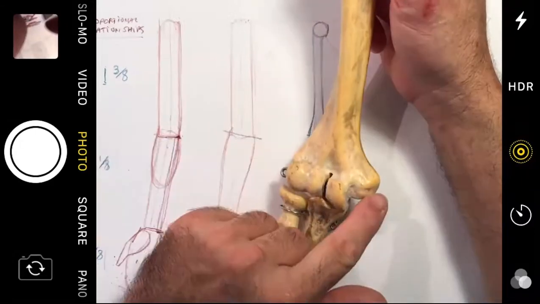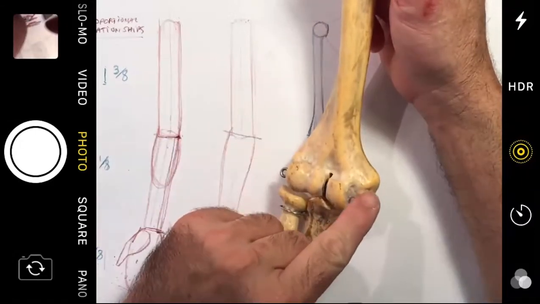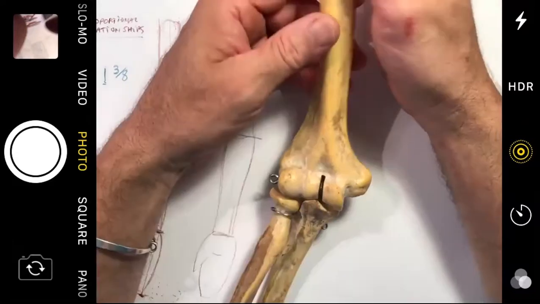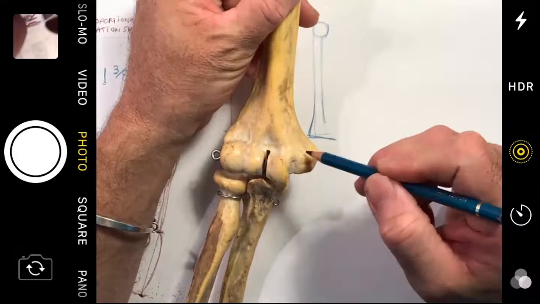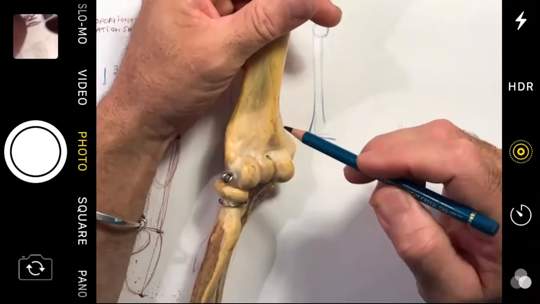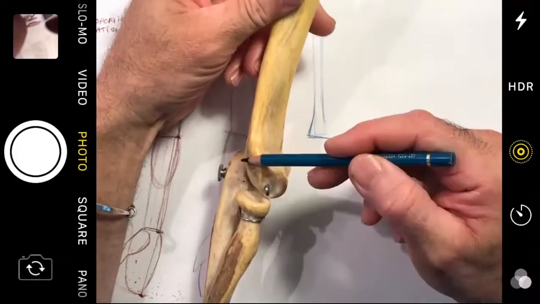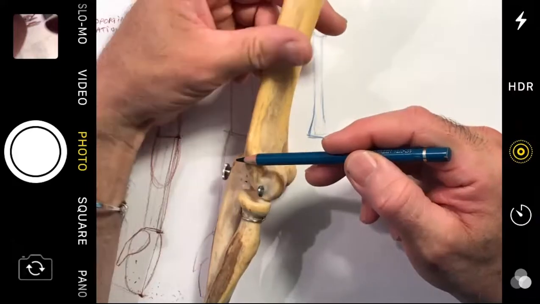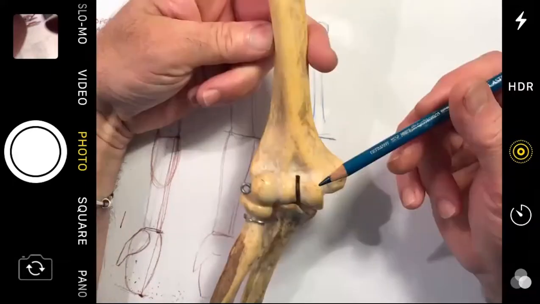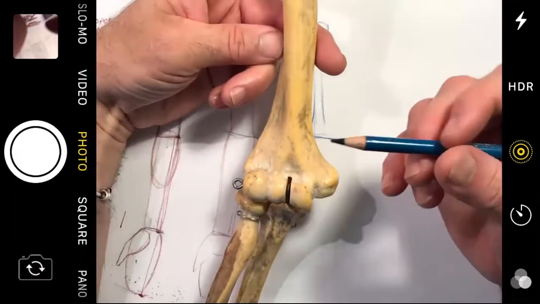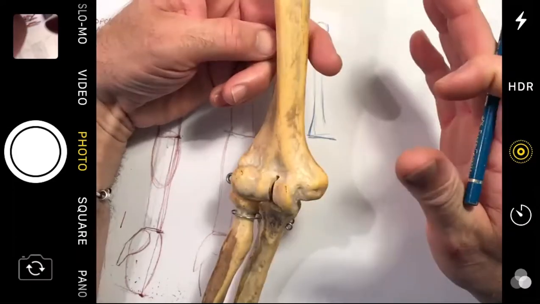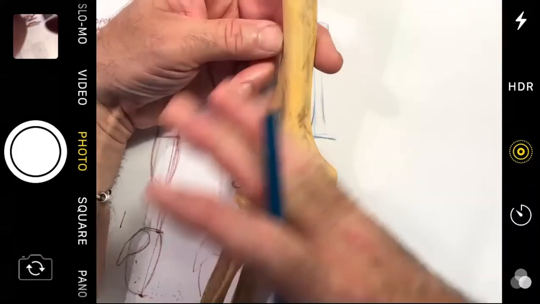This bump is called medial epicondyle. So why am I bringing so much attention to this? It's because in this area here and along this blade of bone in here, muscles attach. So we want to understand where the muscles of the forearm originate because it will help us better understand the forms of the forearm, right?